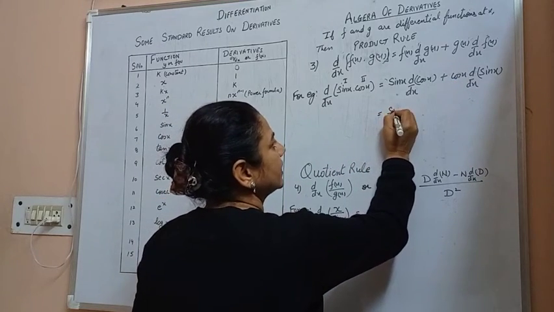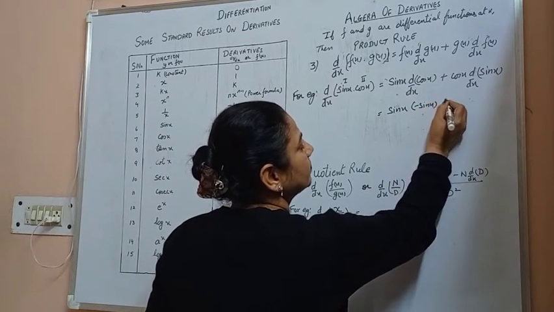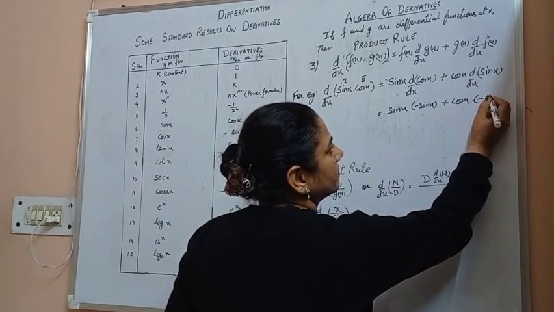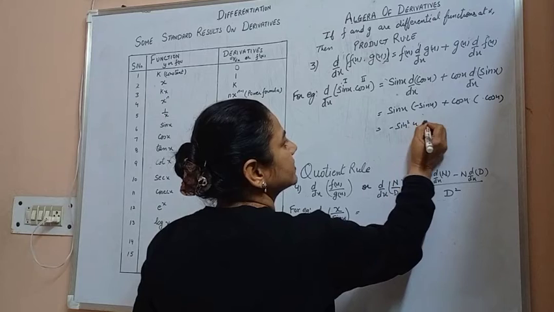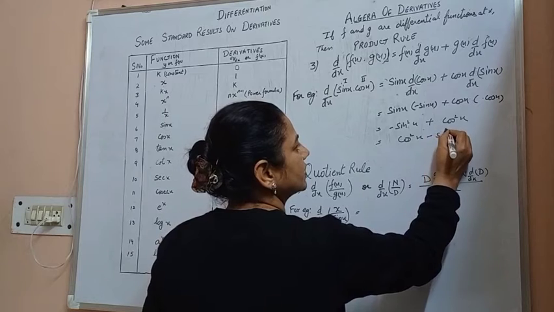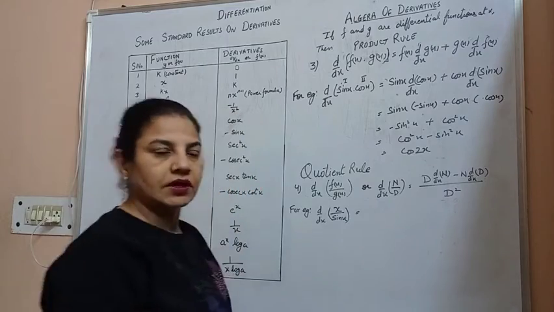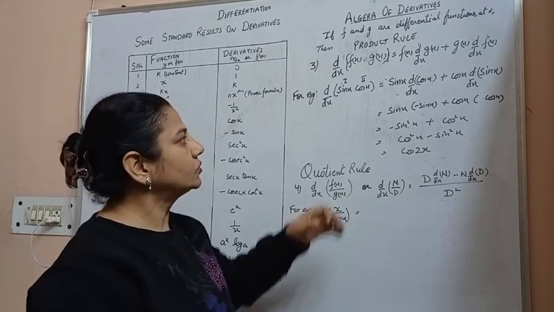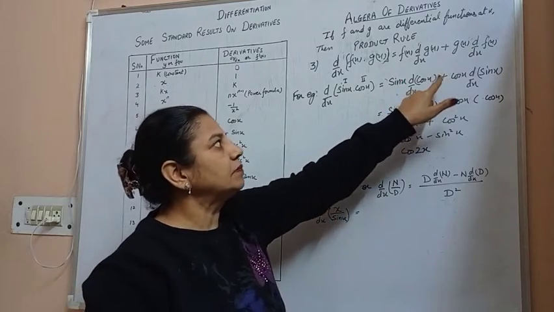So here we have sin x, and the derivative of cos x is minus sin x, plus cos x, and the derivative of sin x is cos x. So we have minus sin square x plus cos square x, or you can say cos square x minus sin square x. This is an identity and can be written as cos 2x. So the main basic idea is that the product rule says first function into the derivative of the second function plus second function into the derivative of the first function.